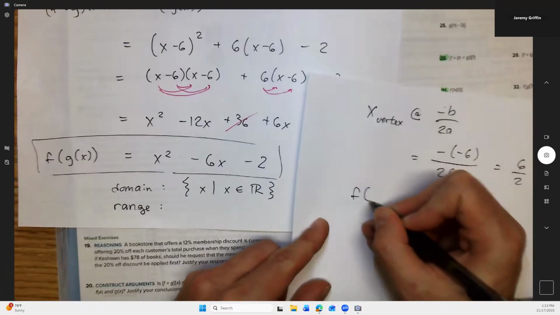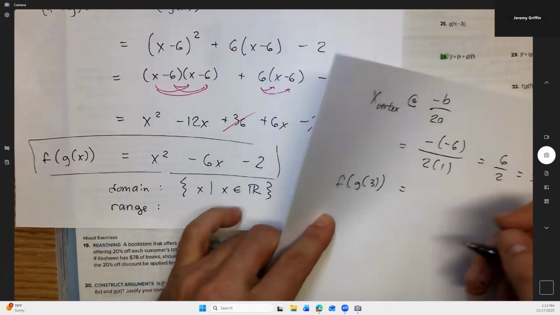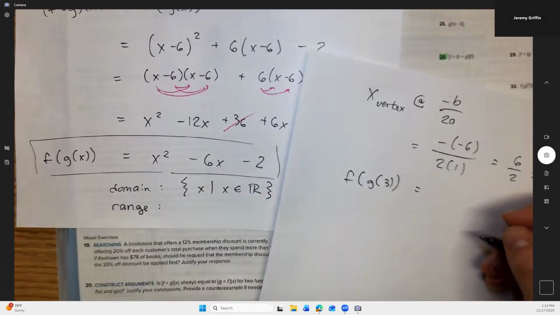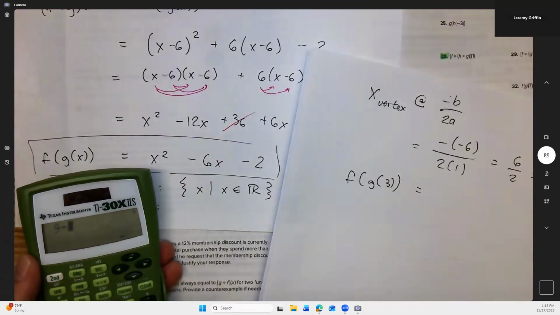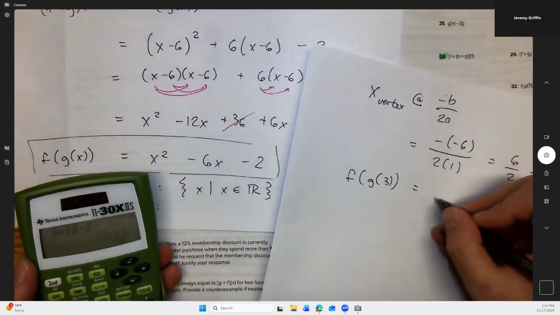So f of g of 3. If I plug in 3 here, I get 9 minus 18. Let's try this out. 3 squared is 9. Minus 6 times 3 is 18. And then minus 2. That'd be negative 11.